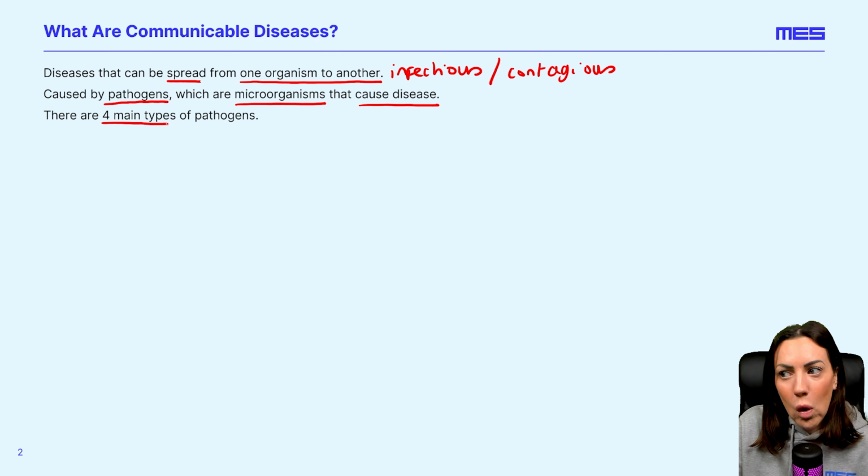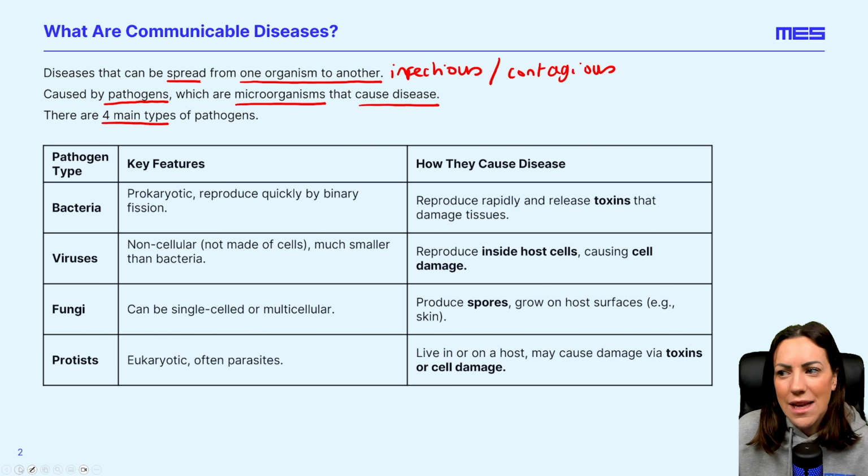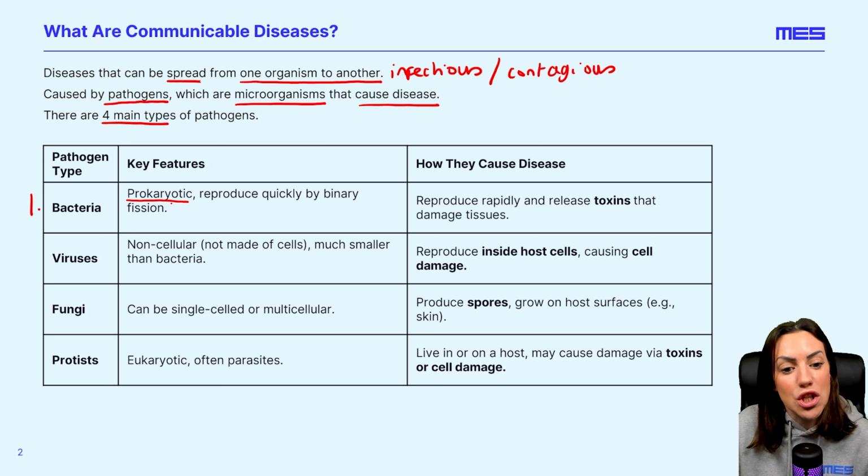There are 4 main types of pathogen that you need to know about. So let's go through them. The first type of pathogen is bacteria. Now, these are prokaryotic cells, which you should know means they don't have a nucleus. In fact, they don't have any membrane-bound organelles. So they don't have mitochondria either.